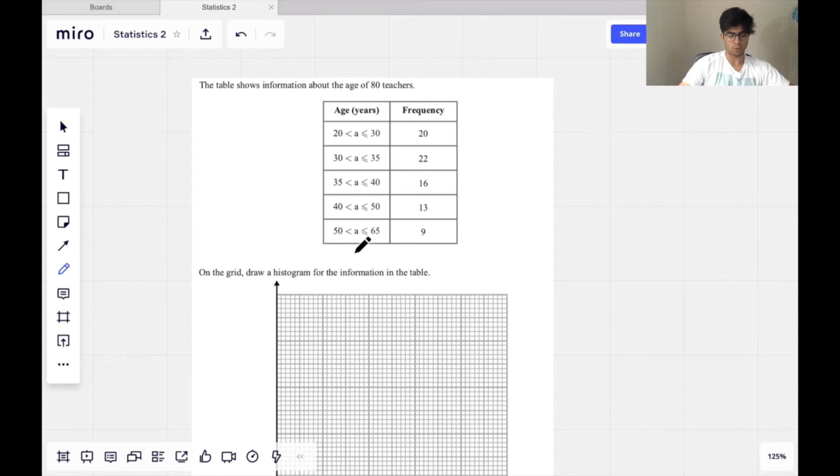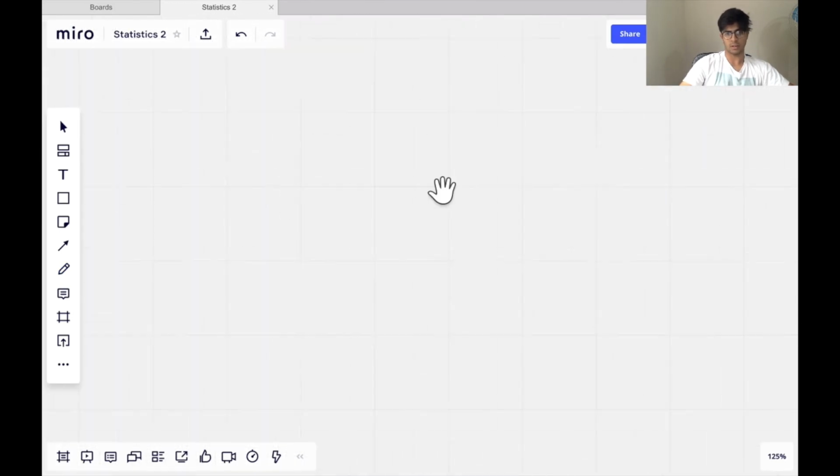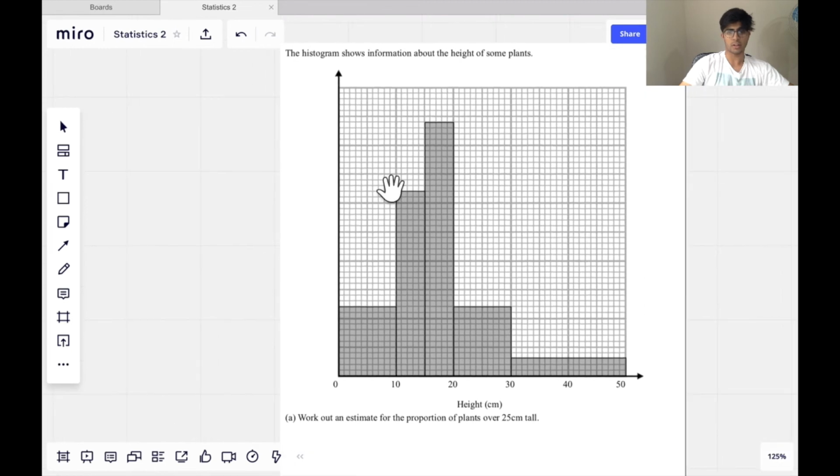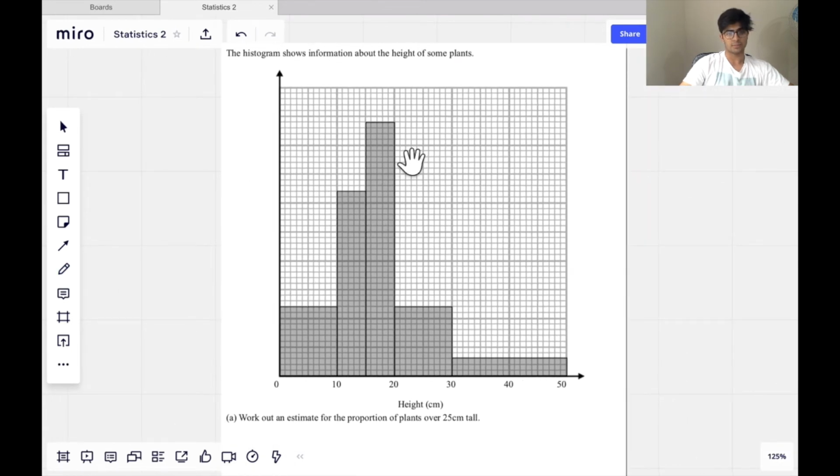With a histogram, I'll show you what it looks like first. It looks like this. On the left you'll have frequency density, and on the bottom you have whatever this is, the height for example. This is different to a bar chart, because for a bar chart you usually have a category, like sports, or something like 0 goals, 1 goal, which is a pretty obvious category.